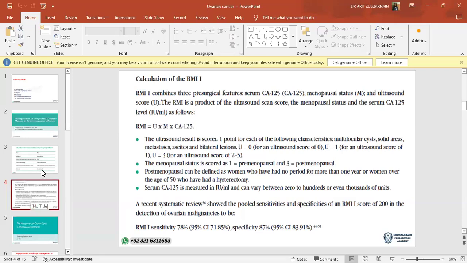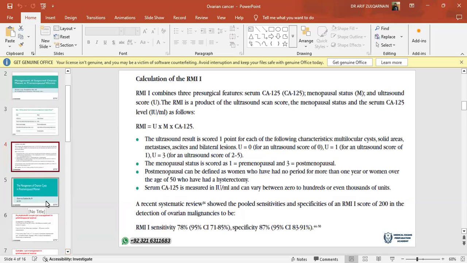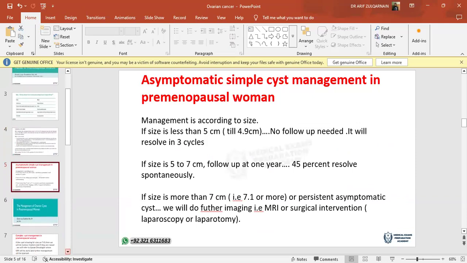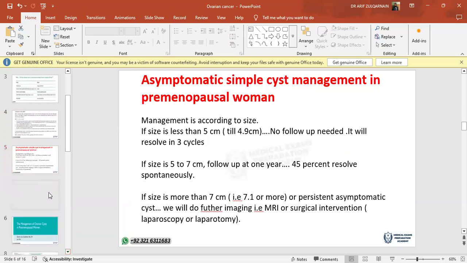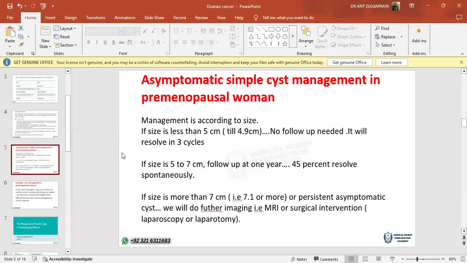Okay, so this is about the risk of malignancy index and the B rules and the M rules. In premenopausal ladies, there are different cutoffs. For example, if the patient has an asymptomatic simple cyst, how will we manage it in a premenopausal woman? Management is according to the size and, as we have discussed, according to the B rules and the M rules.